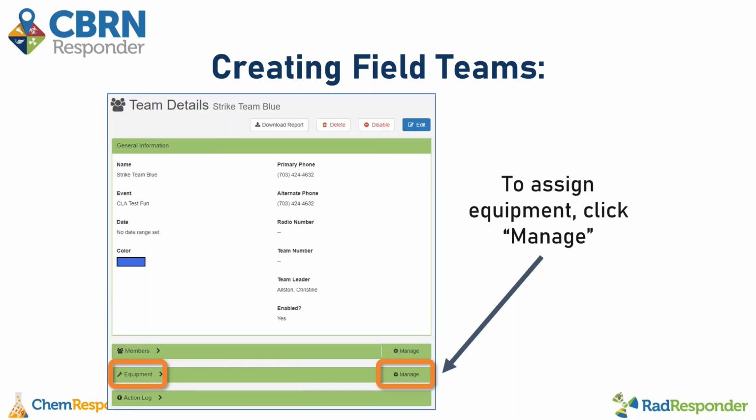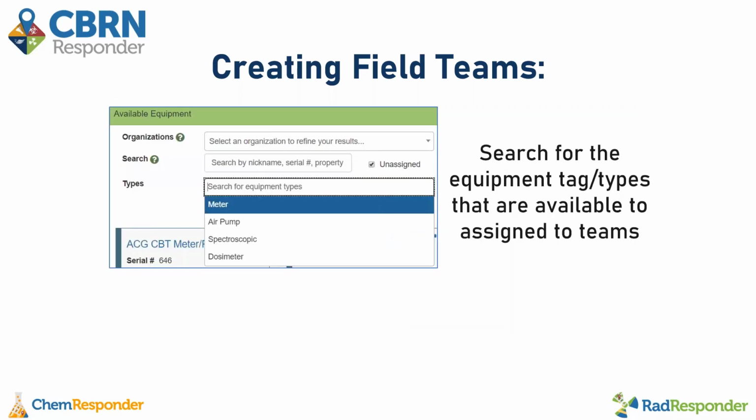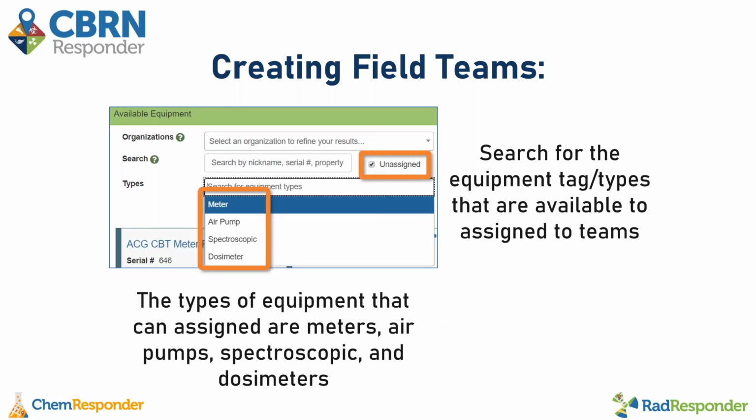To add equipment to the field team, just click Manage to the right of the Equipment tab. And on the left-hand side, you will see equipment that's added to the field team. Similar to team members, you can search for equipment by organization owner, nickname, serial number, property number, or by equipment type. Just note that only equipment that are typed as meter, air pump, spectroscopic, or dosimeter can be added to teams.